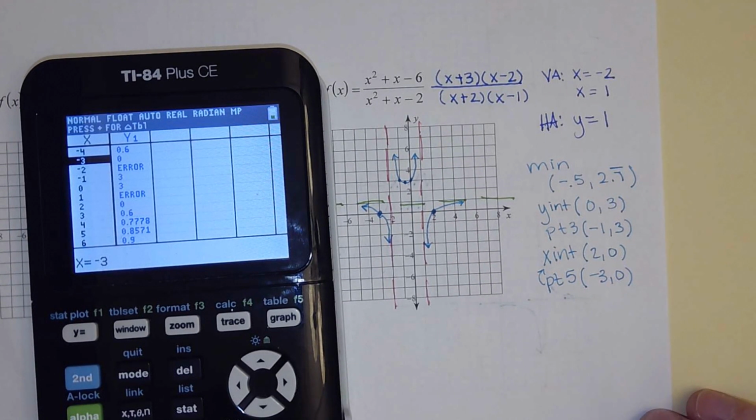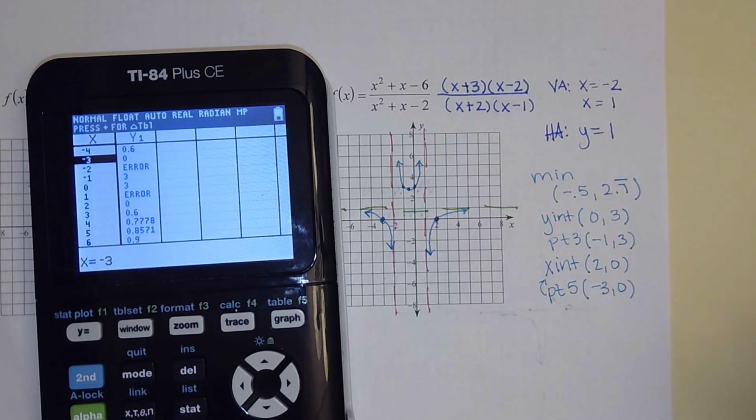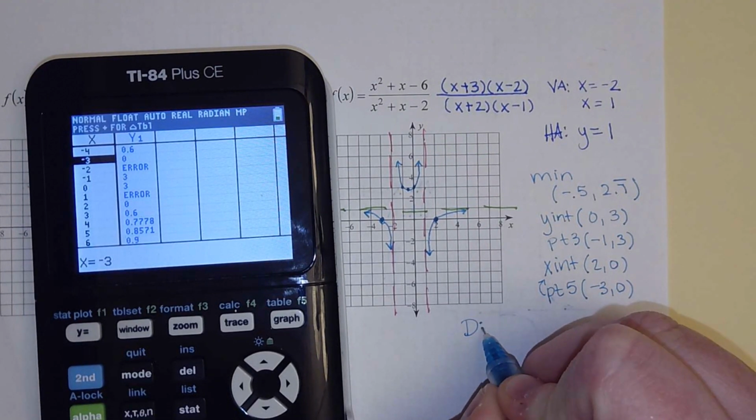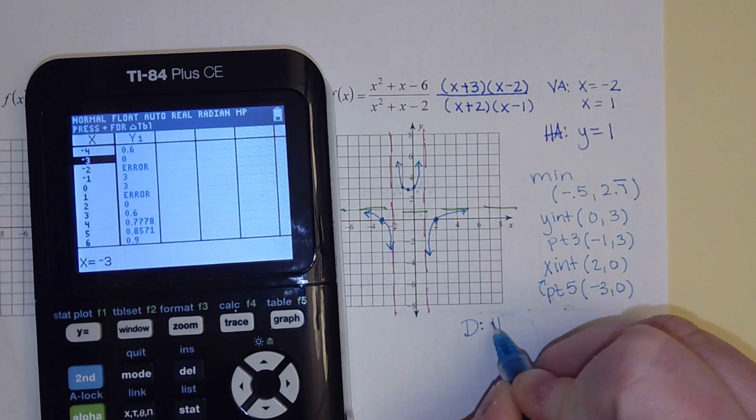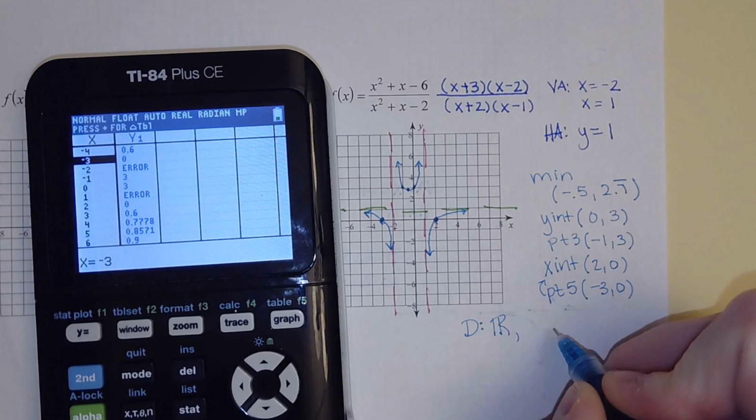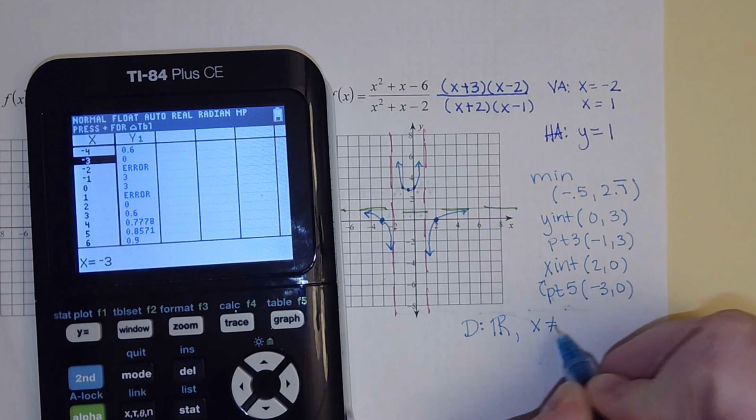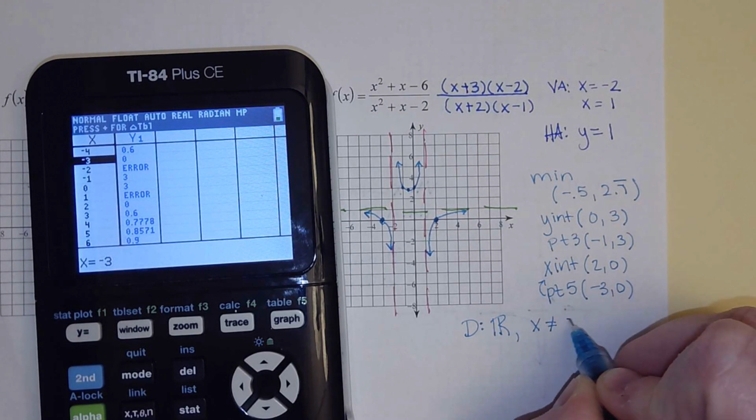Domain runs the same as any other problem that we've had. My domain values are going to be all real numbers. And then my asymptotes cannot equal x. So I have -2, 1.